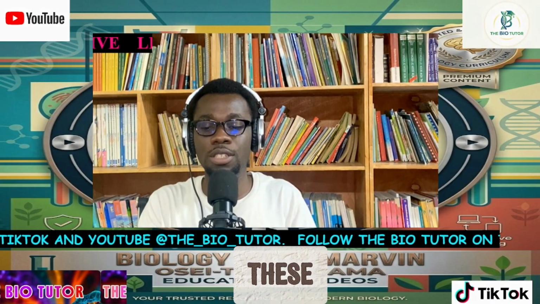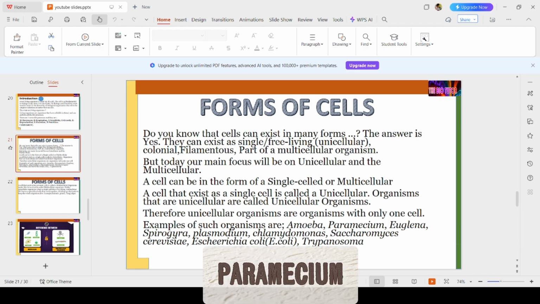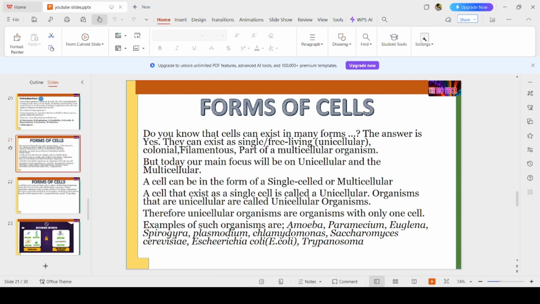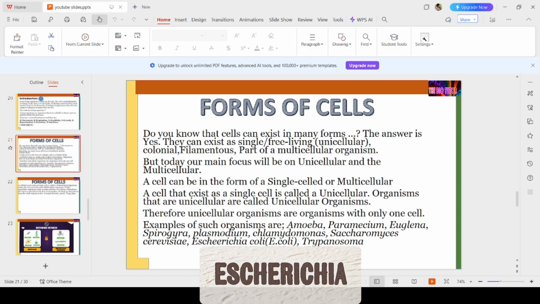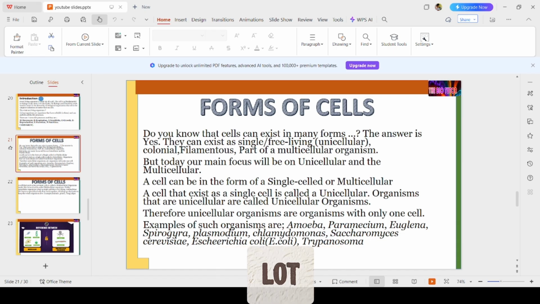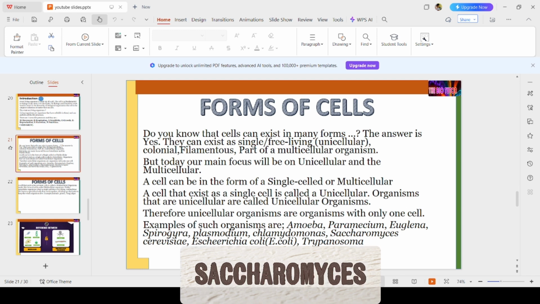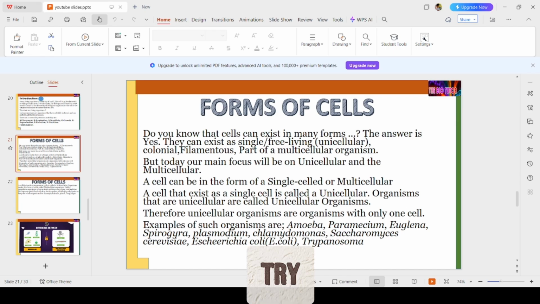Examples of these unicellular organisms are amoeba, paramecium, euglena, spirogyra, plasmodium, Chlamydomonas, Saccharomyces cerevisiae, Escherichia coli, Trypanosoma, etc. There are a lot.